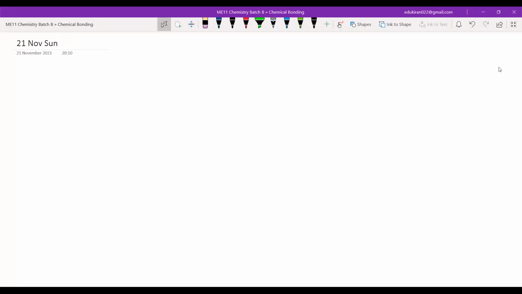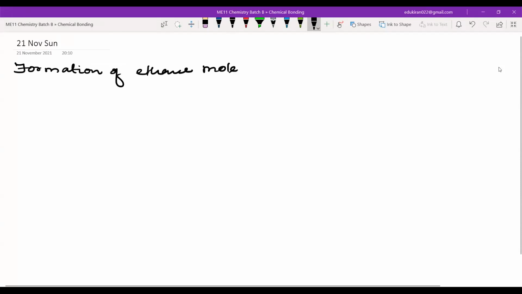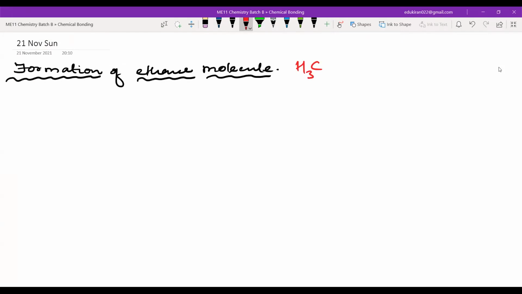Formation of ethane molecule. The ethane molecule has the formula CH3CH3. Now in CH3CH3, both of these carbons have four bonds.